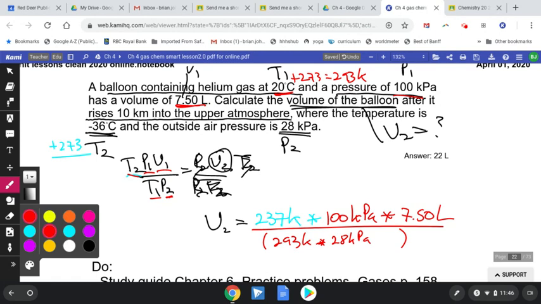Okay, 293 Kelvin, and pressure 2 is 28 kilopascals. Now I'm going to cancel out some units here as well. Kilopascals with kilopascals, Kelvin with Kelvin, and we're left with liters on top, which is what we're looking for. So that's good. And we get 21.6 repeating. Sig digs, 3, 3, 2, 3, 3. There's our limiter, 2 sig digs, 22 liters.